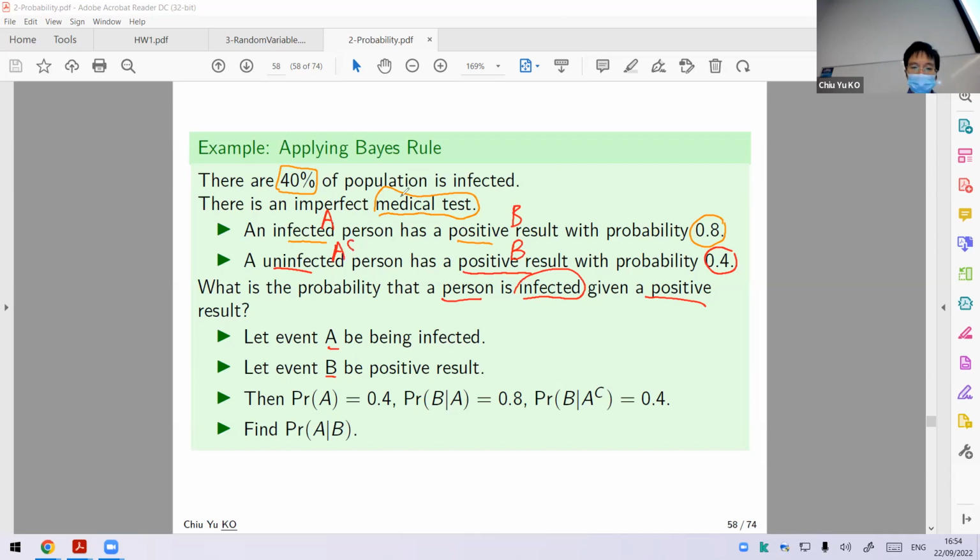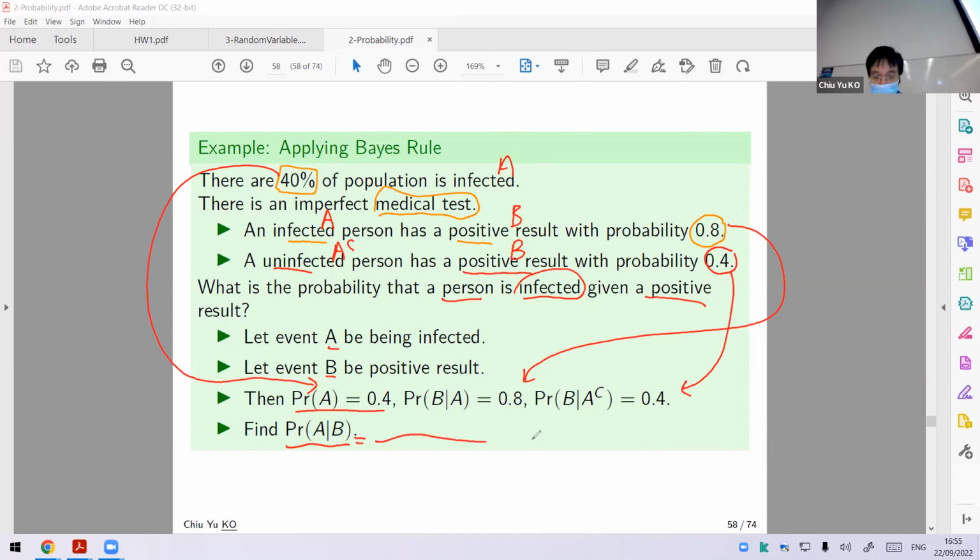Okay, so the probability of A, being infected, is 40%, coming from this, right? And if you're infected, your positive result probability is this, coming from here, right? So that's how you get this one, and that's why you get this one. Okay, so I hope this is clear how we get it. Okay, so we're asking this question. Without going to the next slide, let's look at the question and what we're looking at. We're looking at the fraction.